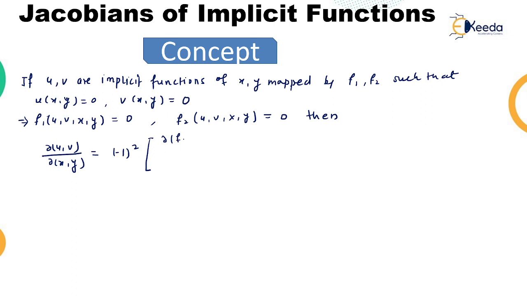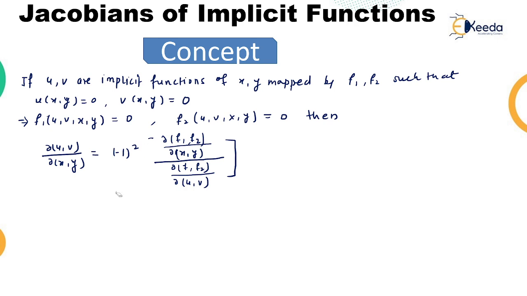So you have to find the Jacobian of functions f1, f2, and f1, f2 are functions of x, y. So that is ∂(f1,f2)/∂(x,y), divided by ∂(f1,f2)/∂(u,v). I hope you understand what this formula is. So this is the implicit function formula.